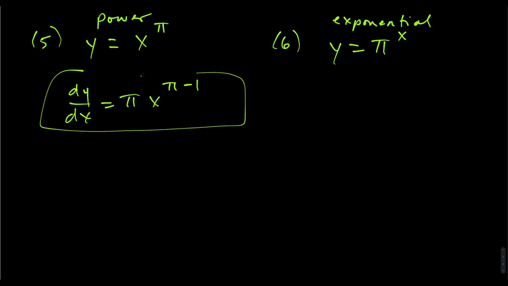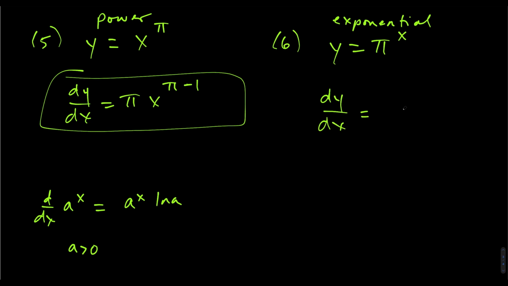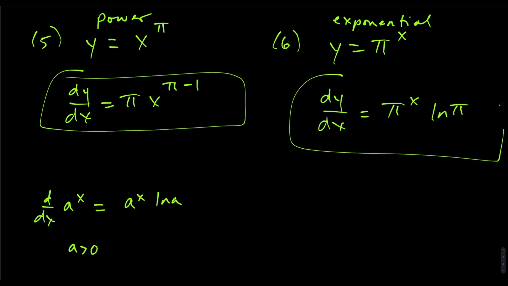A common mistake for question 6 is people do the same thing and they say x times pi to the x minus 1. But for question 6, you have to know when you have the derivative of an exponential function like this, where a is positive, this is going to be a to the x natural log of a. So dy dx is just going to be pi to the x natural log of pi, and we stop here. We could do the implicit differentiation that we did in question 4, but knowing this formula saves you a lot of time. So for question 7, let's say we're looking at a natural log function.